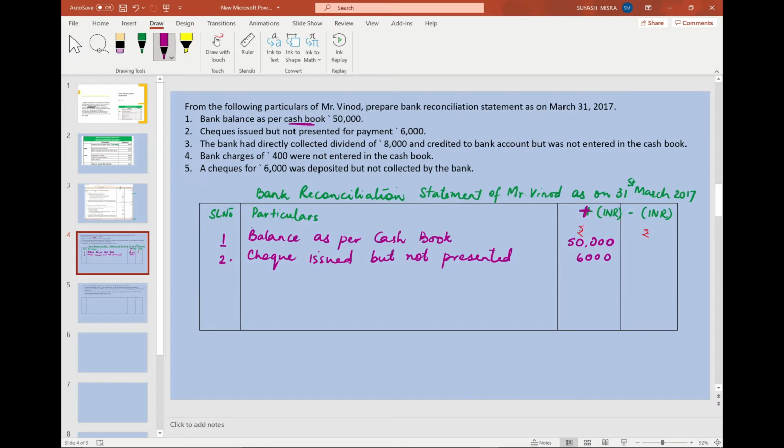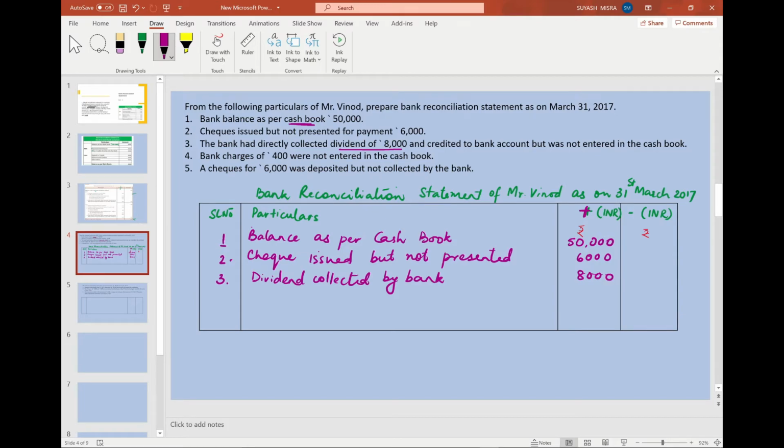The bank had directly collected dividend of 8,000 and credited to bank account but not entered in the cash book. That means this is your income. Bank had collected dividend. Mr. Vinod's bank statement has increased by 8,000, whereas my cash book has not increased. I must add this as well. So my third one, I will add it. I will say dividend collected by bank. So amount is 8,000.